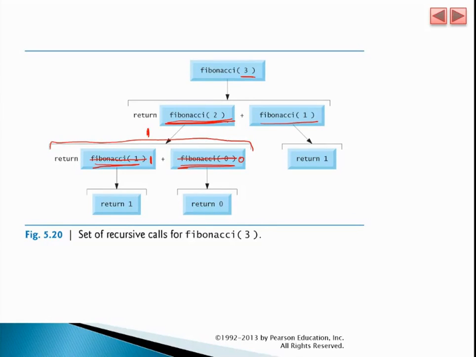So Fibonacci of 2 is replaced by 1. Similarly here, Fibonacci of 1 will return 1, so this thing will be replaced by 1. And 1 plus 1 will become 2. So Fibonacci of 3 will become 2. So 0, 1, 1, 2. This is how it will get called. Is it clear?